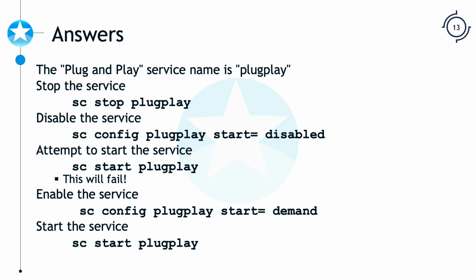First, to stop the service, sc stop plugplay. Disable the service, sc config plugplay start equal space disabled. Again, the equal space is important. We can then try to start the service, sc start plugplay. Of course, that's going to give us an error. We are unable to start a disabled service. So let's switch the service back to its original option, demand, using the command on the screen, and then we can start the service with sc start plugplay.